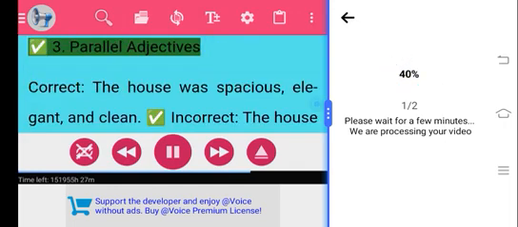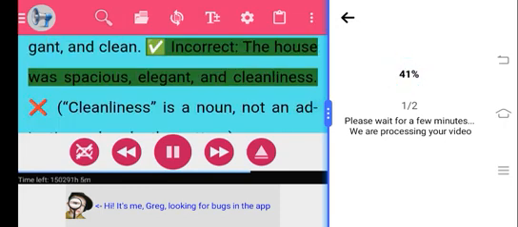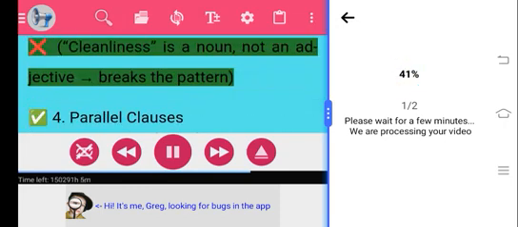3. Parallel adjectives. Correct: The house was spacious, elegant, and clean. Incorrect: The house was spacious, elegant, and cleanliness. Cleanliness is a noun, not an adjective. It breaks the pattern.